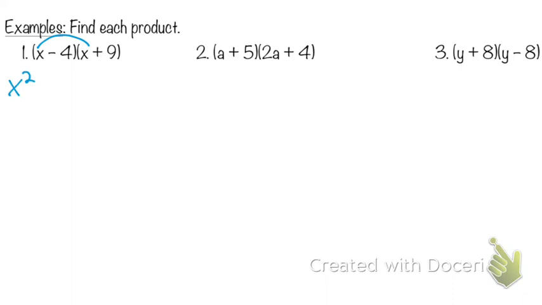Now we're going to do the outsides. So what's the outside of each parenthesis here? X and 9. That's going to give us what? 9x. Now we're going to do the insides. So what are the inside two? Negative 4 and x, so that gives us negative 4x. And what are the last of each parenthesis?